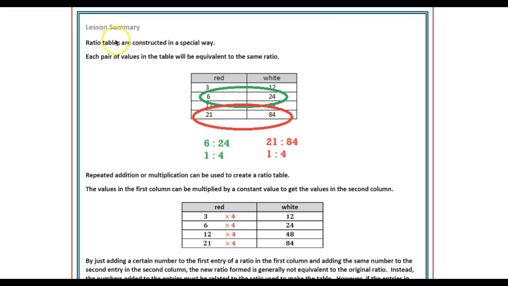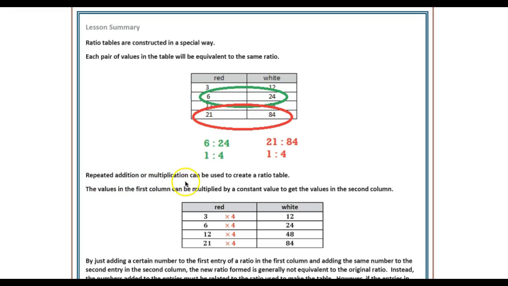So here's our lesson summary. Ratio tables are constructed in a special way. Each pair of values in the table will be equivalent to the same ratio. So 3 to 12, 6 to 24, 21 to 84, when you write them and simplify them in fractions, they would all be 1 to 4, or 1/4.